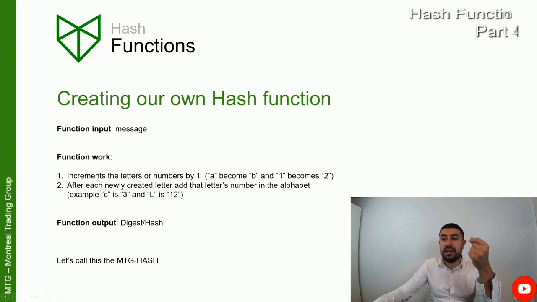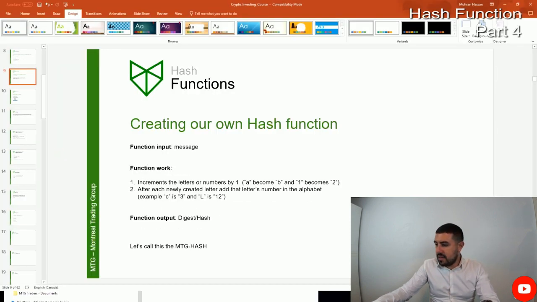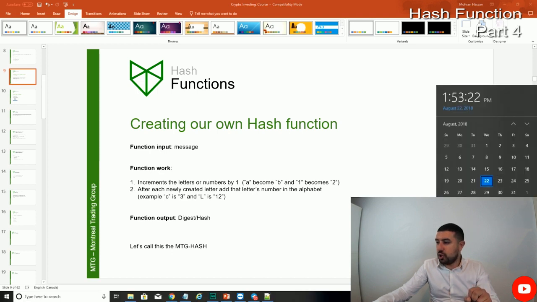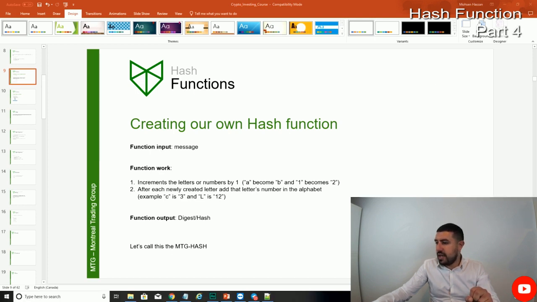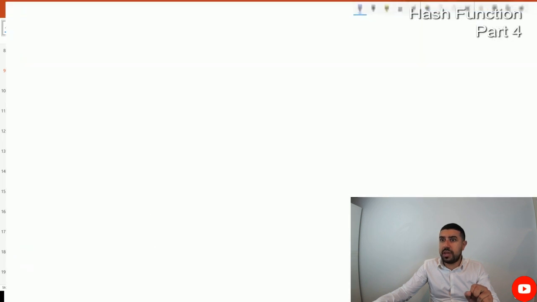After each newly created letter, we're going to add that letter's number in the alphabet. So A is 1, B is 2, C is 3, L would be 12, right? And then we're going to return that message. Okay, so let's see how that hash function looks and if that would be a good hash function.